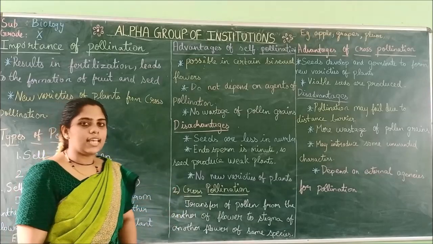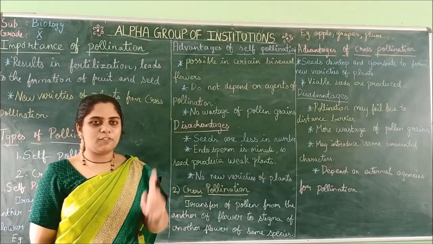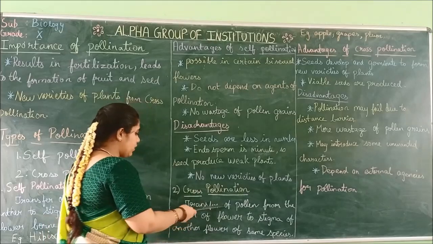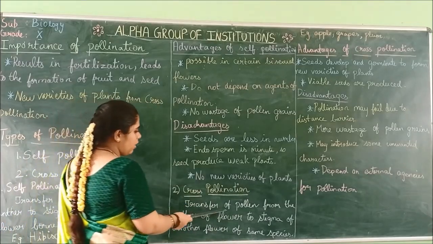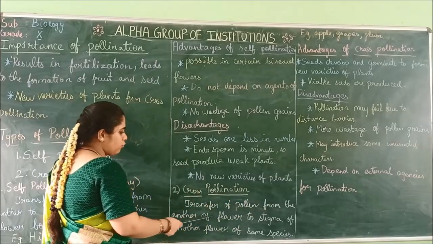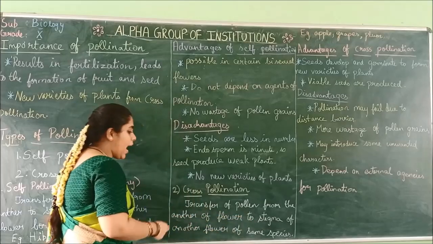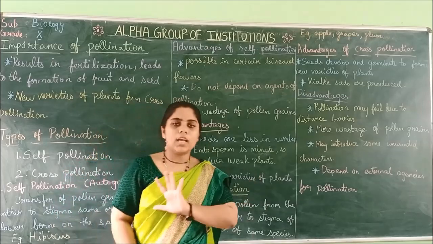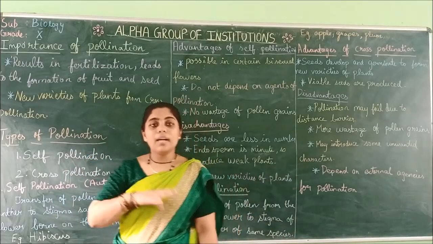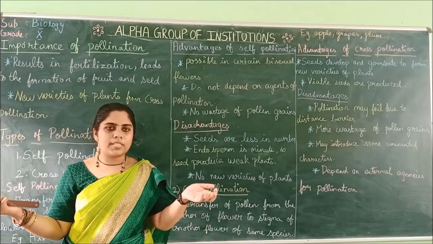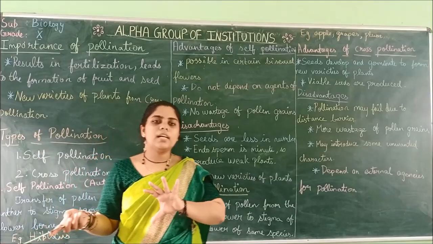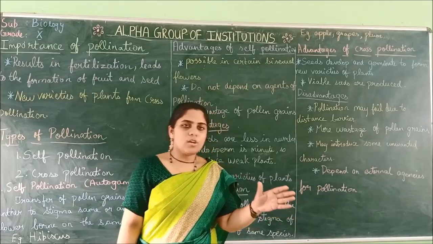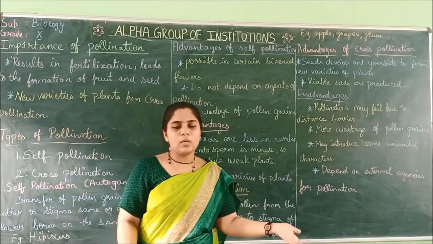Next, we are moving on to the second type, that is cross pollination. First, we saw self pollination. The second is cross pollination. So, what happens in cross pollination? It is the transfer of pollen from the anther of a flower to the stigma of another flower of the same species. The same thing happens between the same species but different plants. One plant may be present in one place and the other plant may be present 5 yards or 2-3 kilometers away. So, at a certain distance, the next plant will be present.